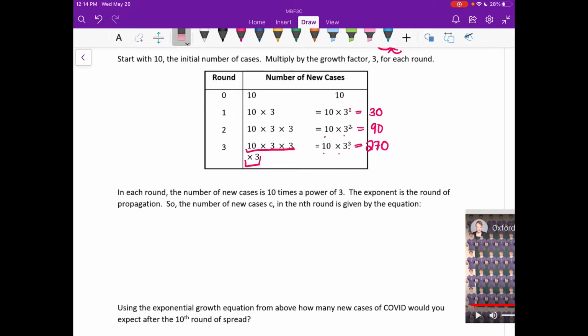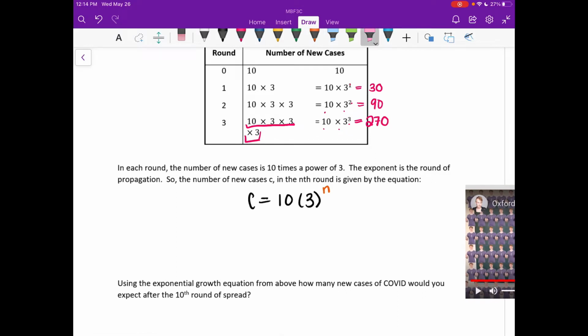So if we wanted to write an equation for how this could work, we could say the number of new cases is 10, which is the original number that we had, multiplied by 3, which is how much it increases by each time. We get 3 more people, 3 more people, 3 more people, to the power of n. And n represents the number of rounds, the number of plus 5 days that we're adding to this. Okay? So that would be our equation here. The 10 is the initial value.